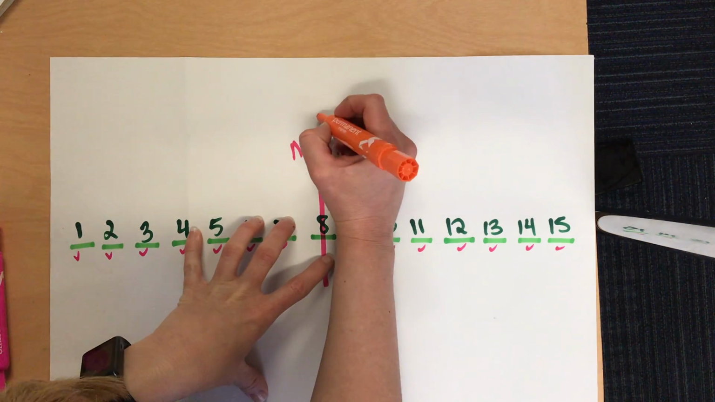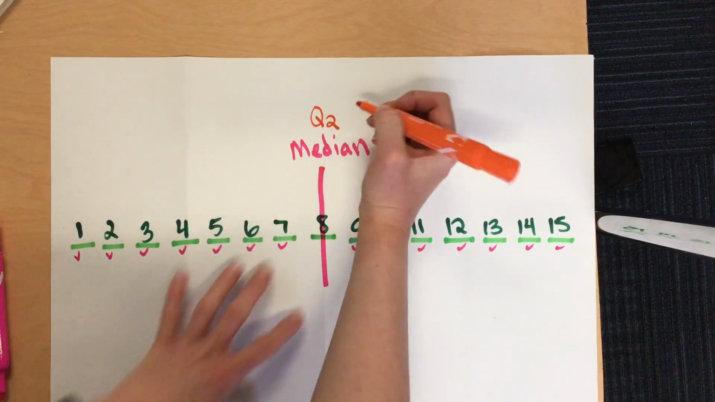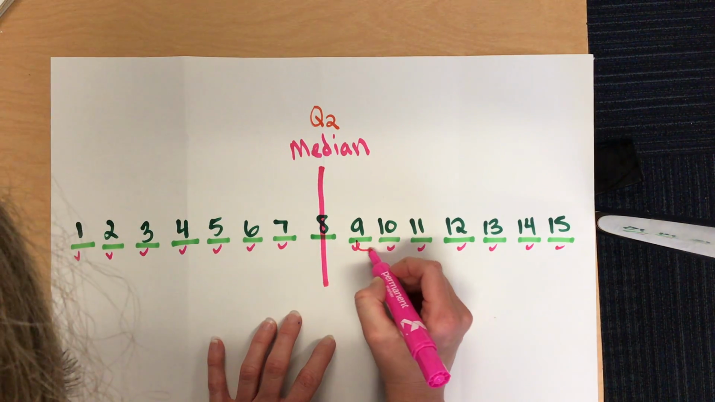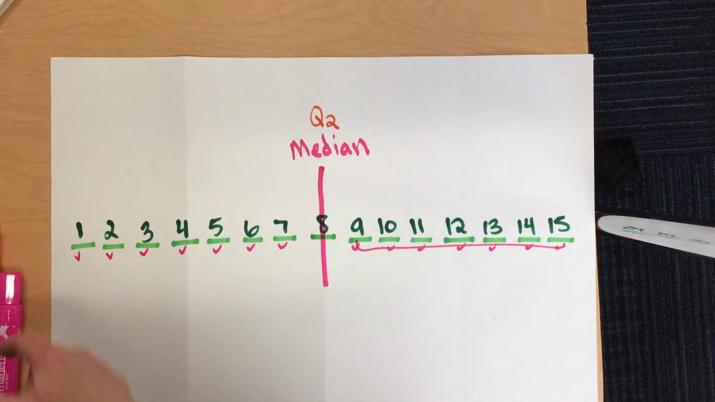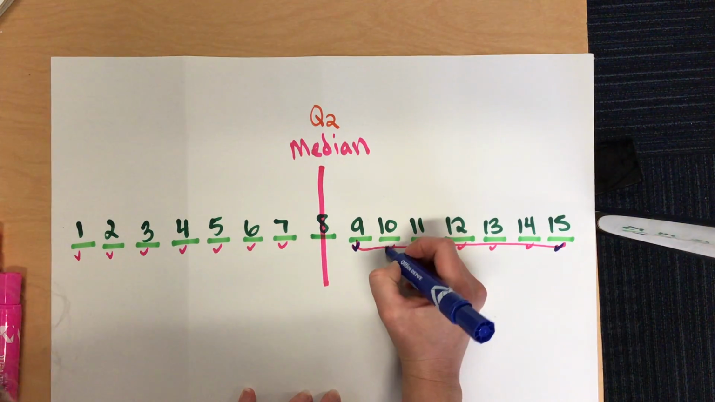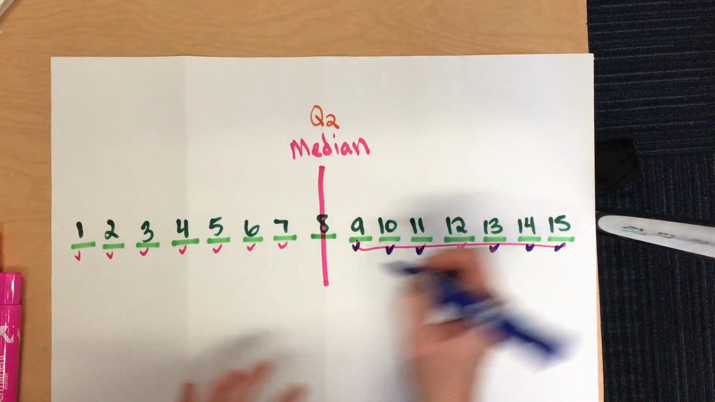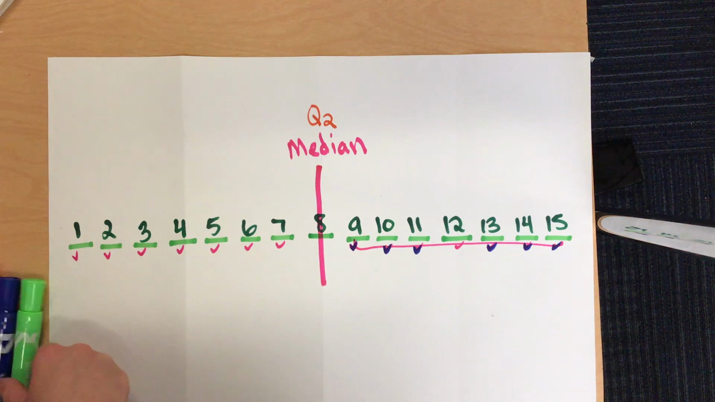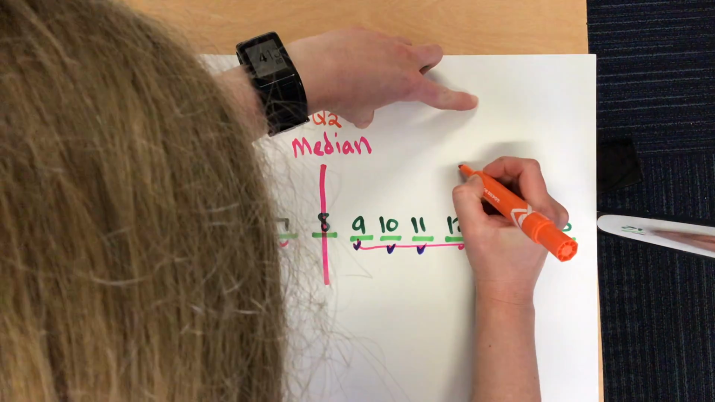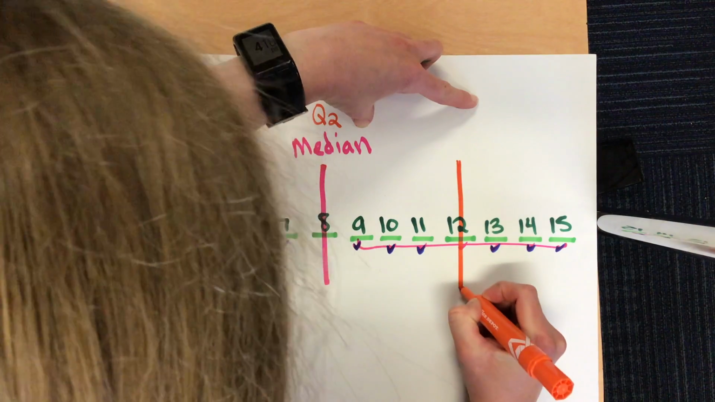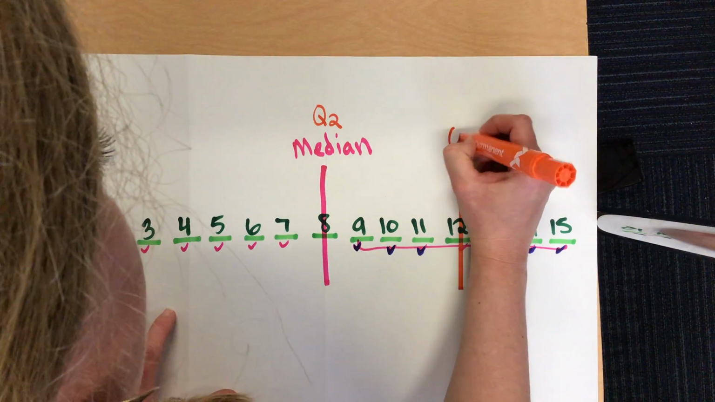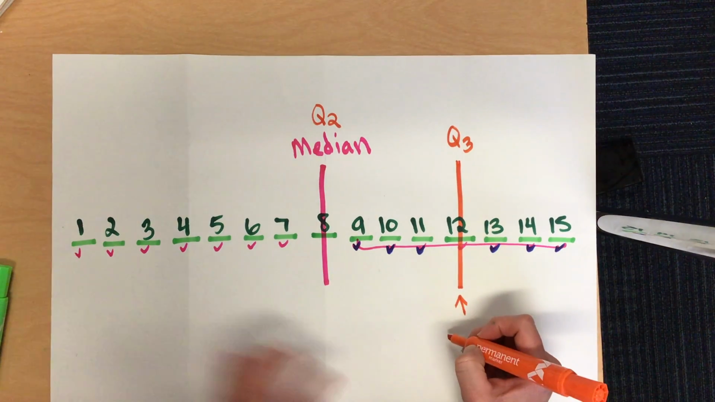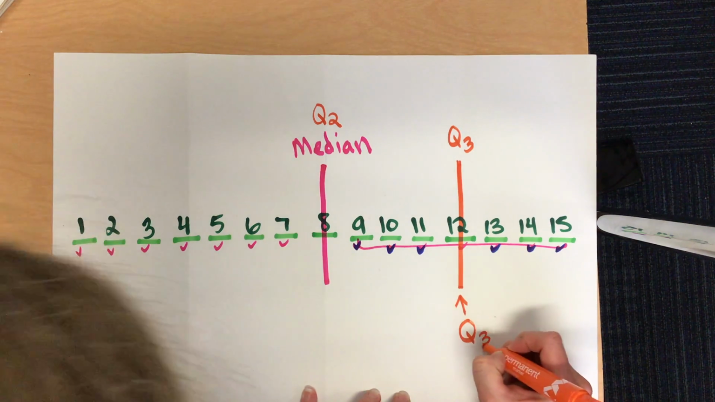Okay. Now we're going to find the median of the upper half of our data. So all the numbers to the right of our median. I'm going to check them off with a blue marker. One number in the middle, which is 12. So our median is 12. Okay, so I'm going to draw a line right down the middle. Okay, and this is my Q3. And we know that our Q3 is the median of the upper half of data.